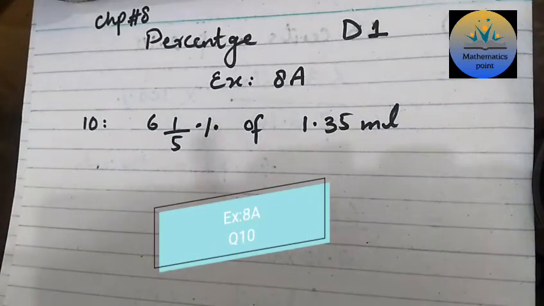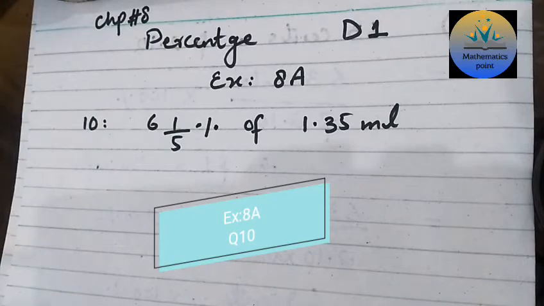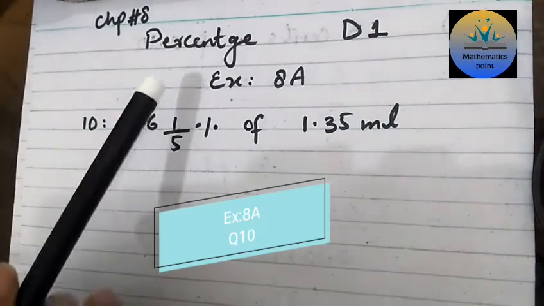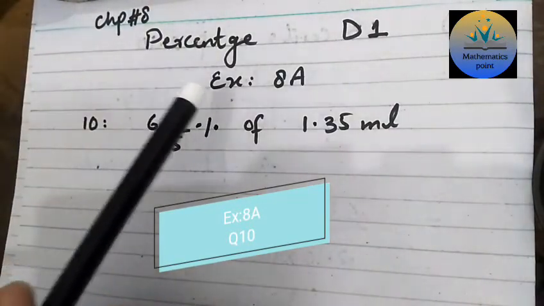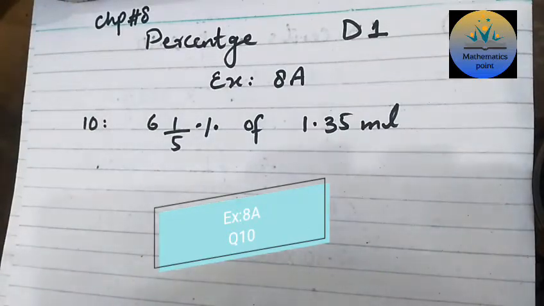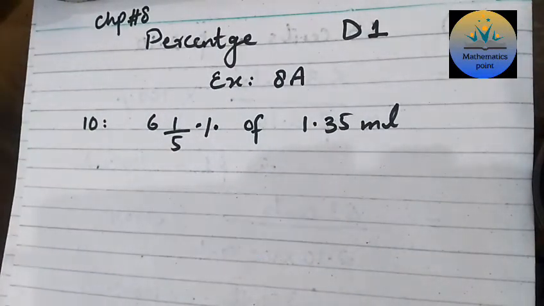So students, today I'm here with chapter 8 again, because as you know we have continued this chapter. Percentage, exercise 8A, book D1, question 10. In the last lecture we covered question number 9, now we do question number 10. Bismillahirrahmanirrahim. So the question is, find the value of each of the following.